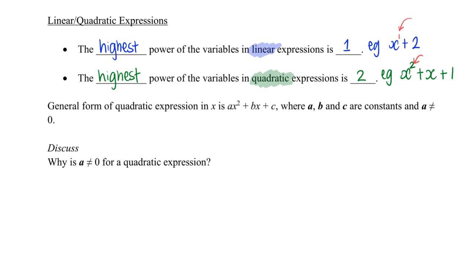And the general form of the quadratic expression will be this: ax squared plus bx plus c, where a, b, and c are constants, some fixed number, and a cannot be equals to 0. So why is this coefficient of x squared, a, cannot be 0?